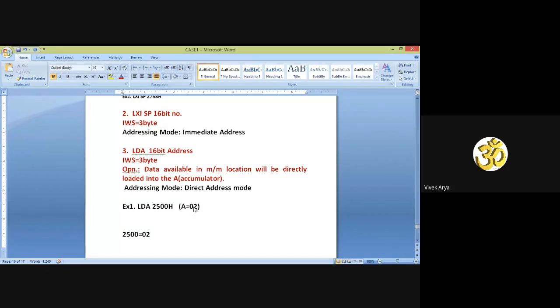Are you getting my point? The data available at this memory location will be directly loaded into the accumulator. So at memory location 2500 we have 02 data, and after execution of this instruction, 02 is loaded into the accumulator, which is represented by capital A. Any doubt? Can we proceed further?